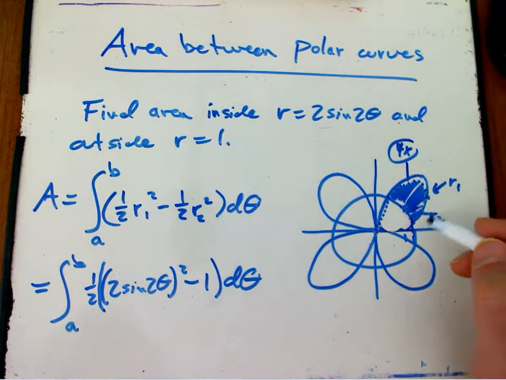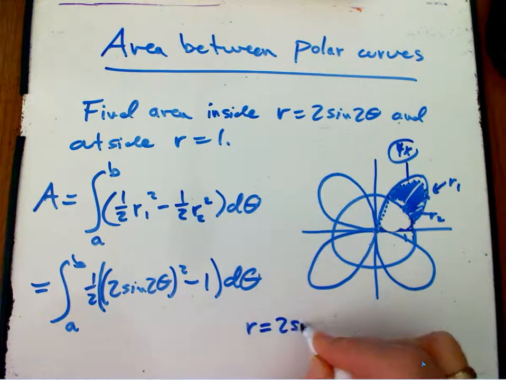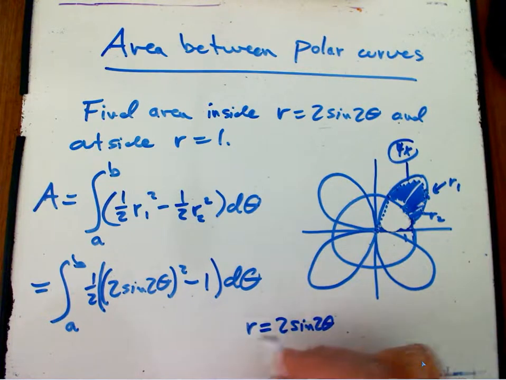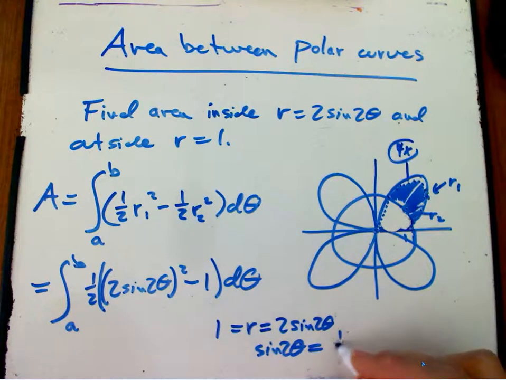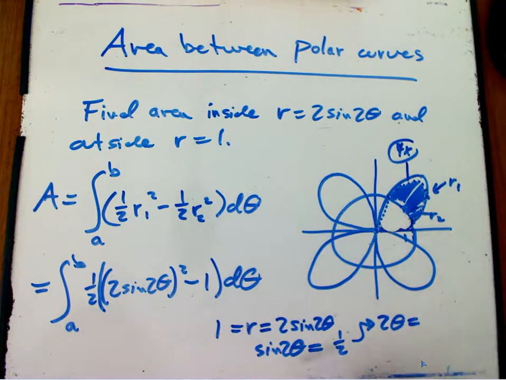So very similar to area between two curves in Cartesian, you have to find the intersections by setting up an equation. Okay, so r equals 2 sine 2 theta, but also equals 1. So sine 2 theta is 1/2. And so we're going to get 2 theta is going to be pi over 6, or 5 pi over 6. And so theta is pi over 12 and 5 pi over 12.